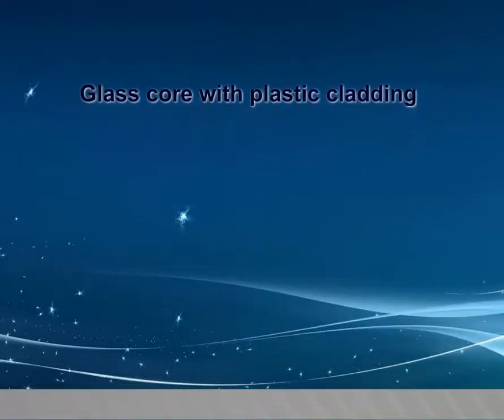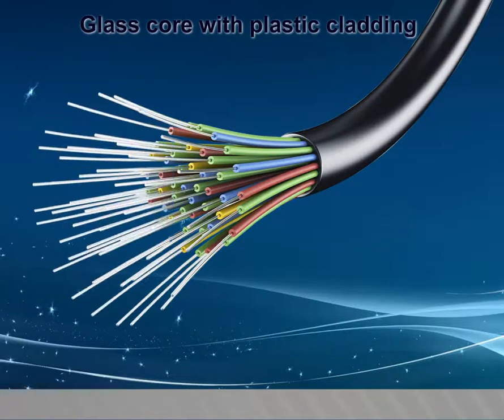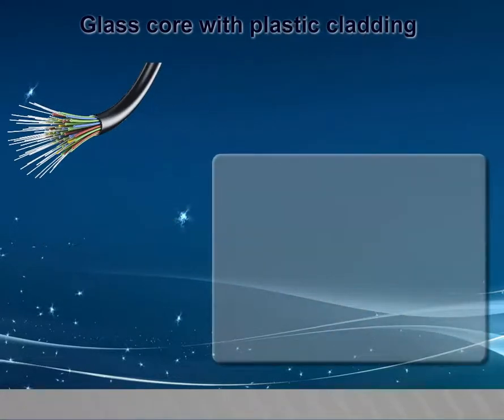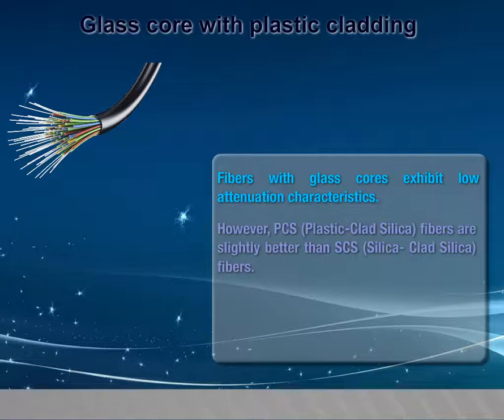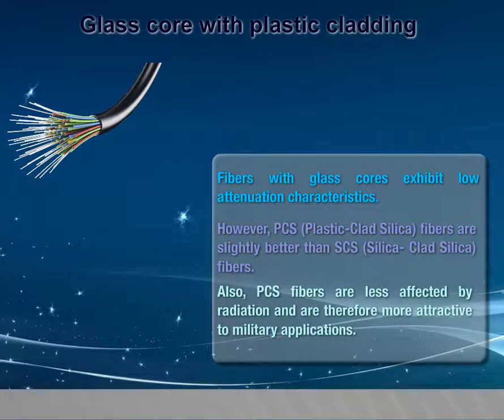Glass core with plastic cladding. Fibers with glass cores exhibit low attenuation characteristics. However, PCS, plastic clad silica fibers, are slightly better than SCS, that is silica clad silica fibers. Also, PCS fibers are less affected by radiation and are therefore more attractive to military applications.